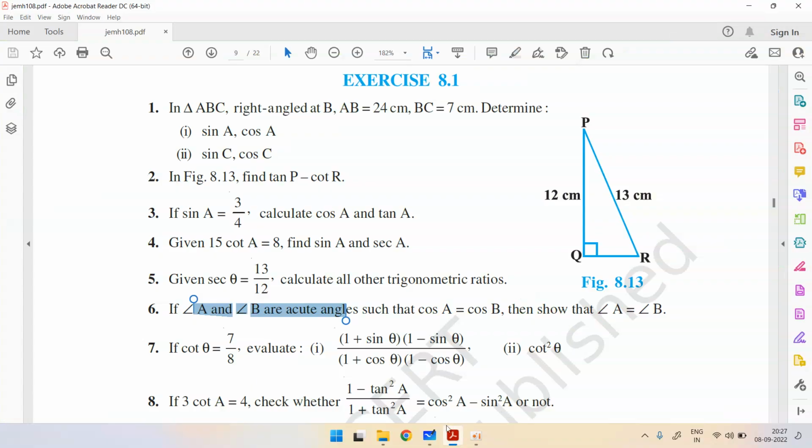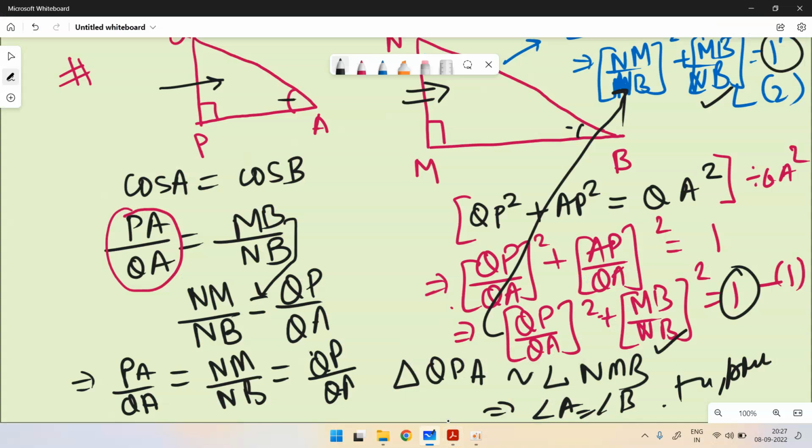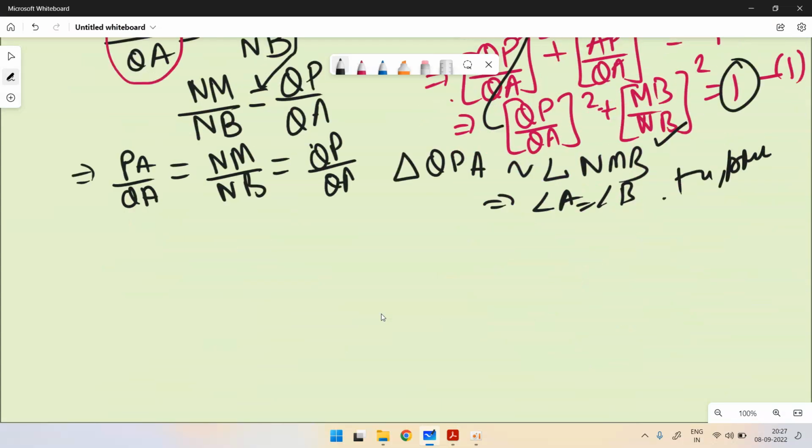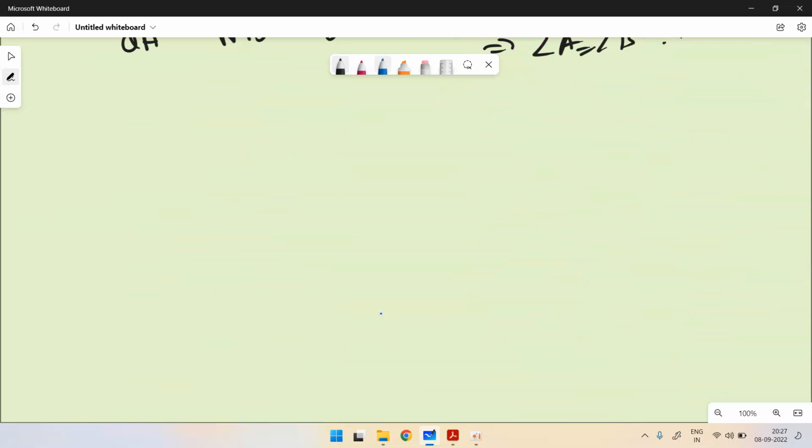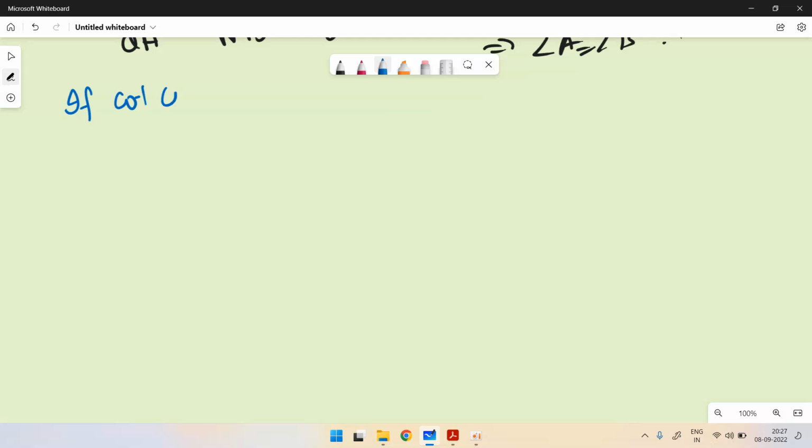Now you can see that this is also done. Now seventh: if cot theta equals 7 by 8, evaluate these expressions. So for the next question, we are given cot theta equals 7 by 8, and we need to draw a diagram. If I take theta here, this will be my 7k, and this side will be my 8k, because cot theta is base by perpendicular.